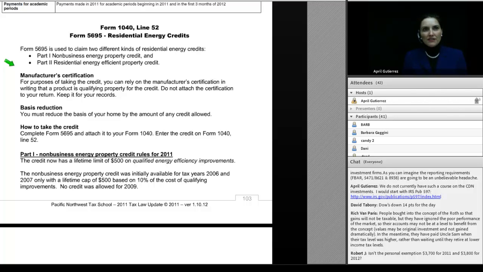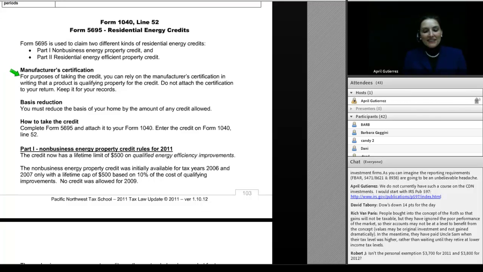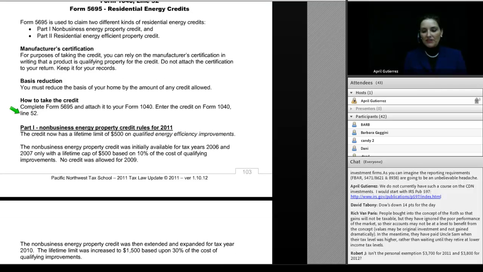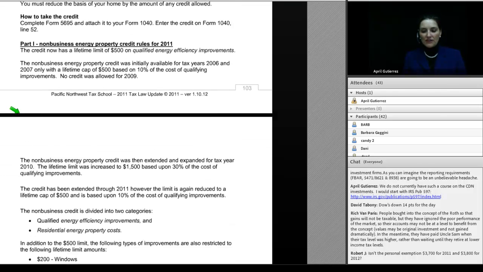So if they tell you, you buy this appliance, it's going to give you an energy credit, like a new furnace or something, you can believe them. You're allowed to do that. But there is a basis reduction. You must reduce the basis of your home by the amount of any credit that you claim. How do you claim the credit? Well, you complete Form 5695 and attach it to your tax return.